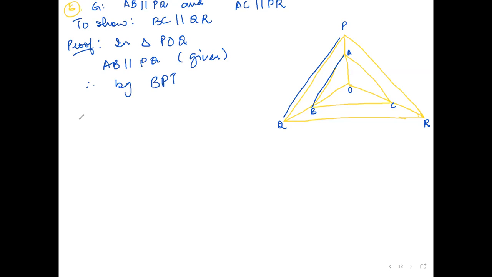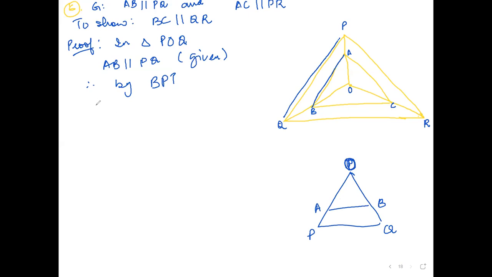So what will I write? OP is the complete side, Sarah. We take proportion of sides. Look at this triangle like this. This is the front face, let's say. This is O, P, and Q, right? And this is your side AB. So what will I write if I am using BPT in this triangle?